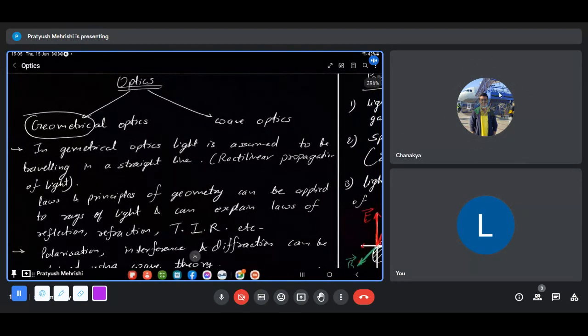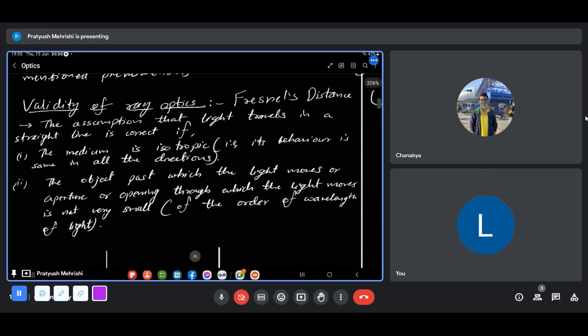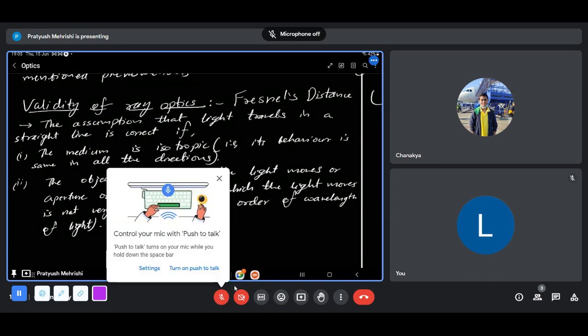Fine. So yesterday we saw general rules of optics. What is optics, and when can we apply optics? When can we apply geometrical optics, and when can we apply wave optics? This we saw yesterday. We studied about Fresnel distance, validity of ray optics.